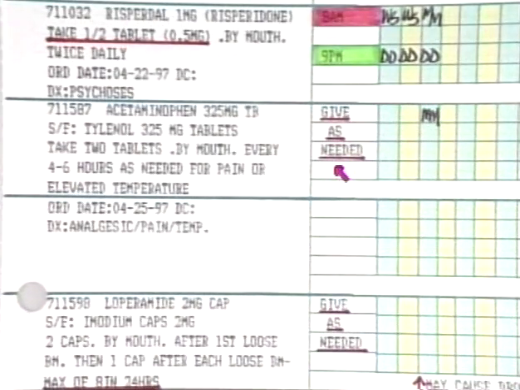PRN medications are underlined in red here. Now you can do this any way that works best for you, but the point is to draw attention to the fact that they are not scheduled medications, that they're given only as needed. They can only be given within the guidelines that are specified by the physician, for example, every 4 to 6 hours. PRN medications are initialed on the front of the med administration record by the caregiver who administers them.